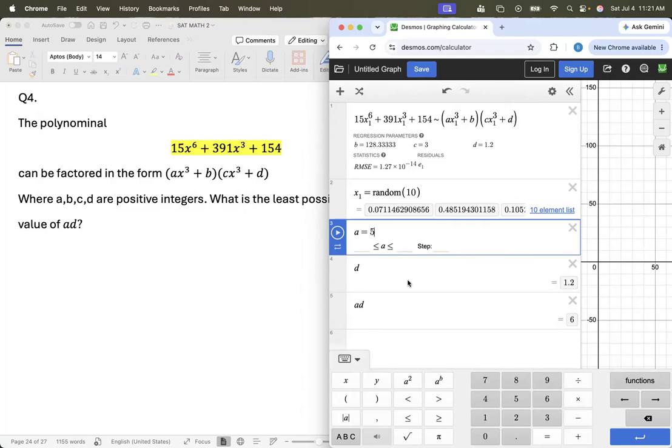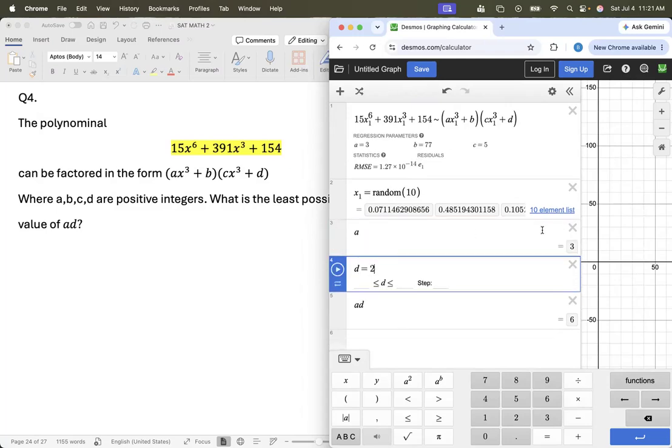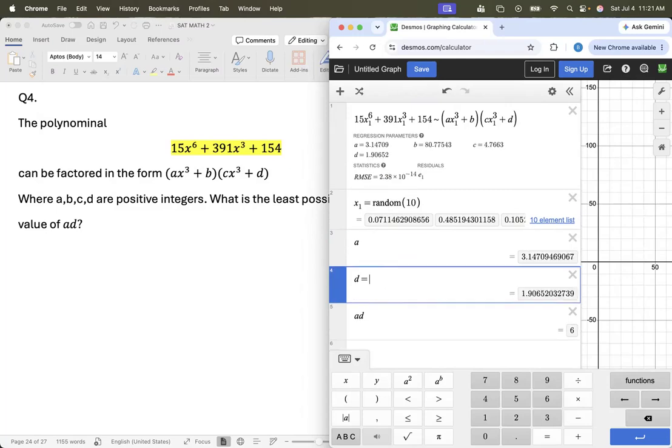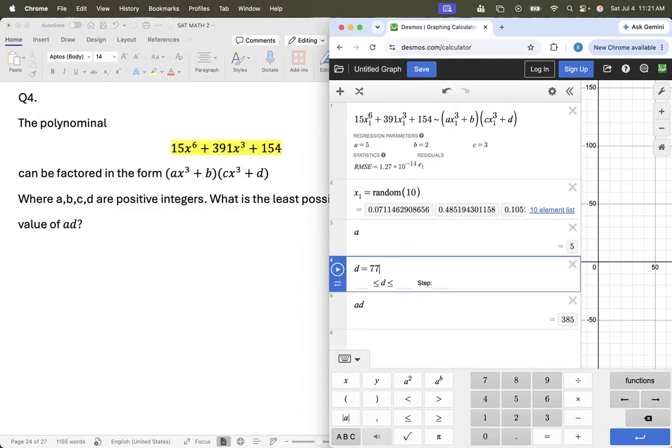So the first one, when A is 2 and D is 3, that's the right answer. You can say, okay, well, I can change. Let me make D to be 2. It gives me A to be 3. We get 6. The largest number D can be is 77, you get 385. That's too high. A also assume the largest number, which is 5. That's 385.